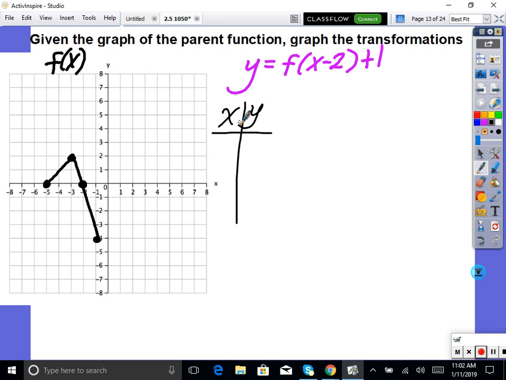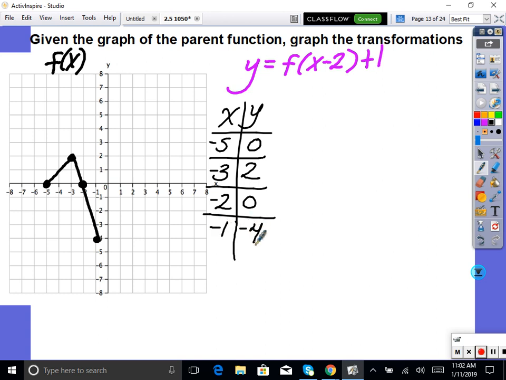So let's write down some important points so that I can recreate this graph. Negative 5, 0, over negative 3 up 2, this is the parent function, over negative 2 up 0, and then over negative 1 down 4.